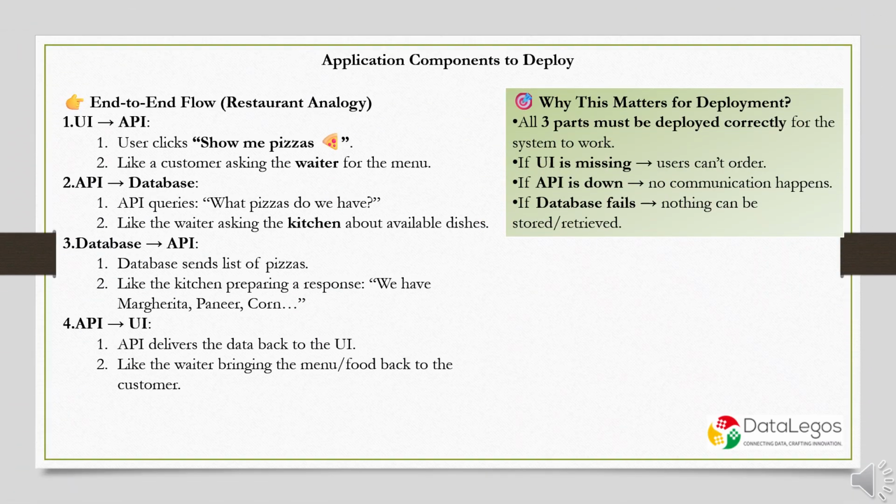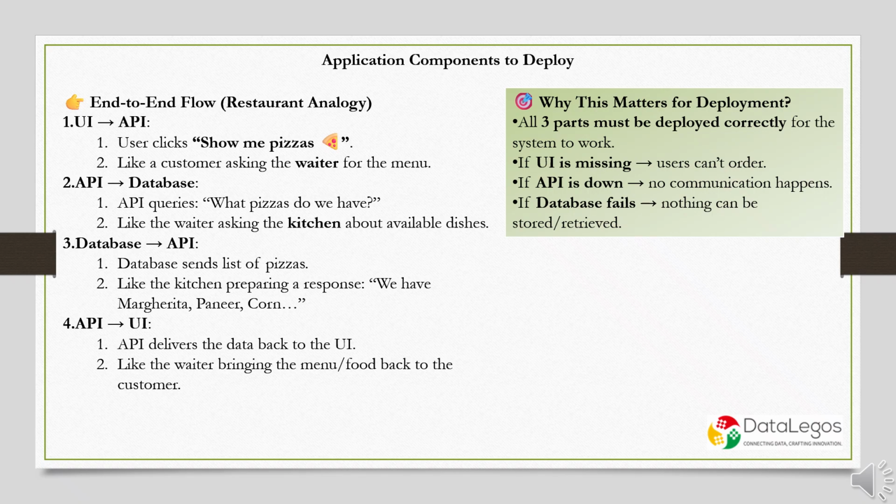End-to-end flow explained in restaurant analogy. UI to API. A user clicks Show me Pizzas on the app. This is just like a customer asking the waiter for the menu. API to database. The API then goes to the database and asks, what pizzas do we have? This is like the waiter walking into the kitchen and asking the chef what dishes are available. Database back to API. The database sends the list of pizzas, maybe margherita, paneer, or corn. This is just like the kitchen preparing a response, here are today's dishes.